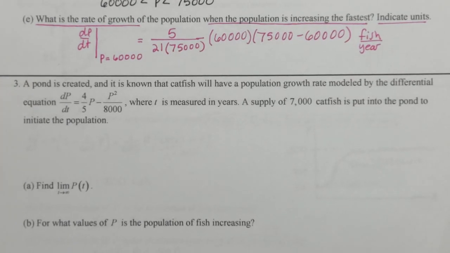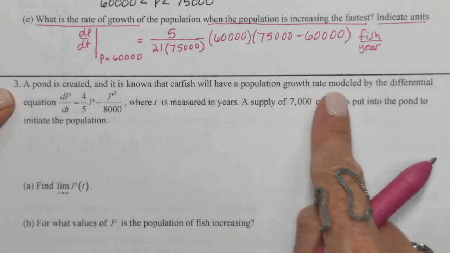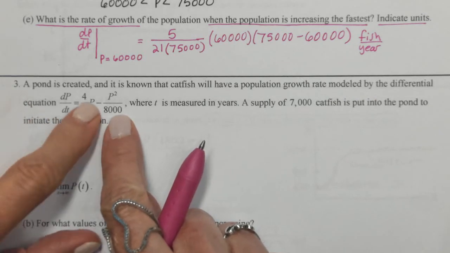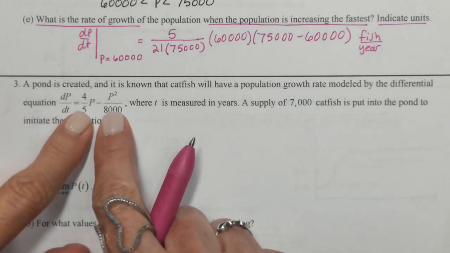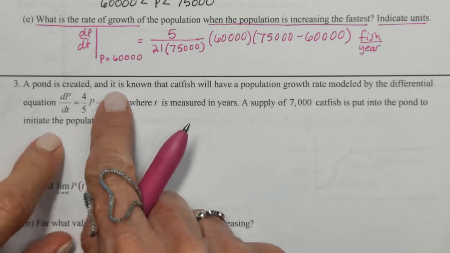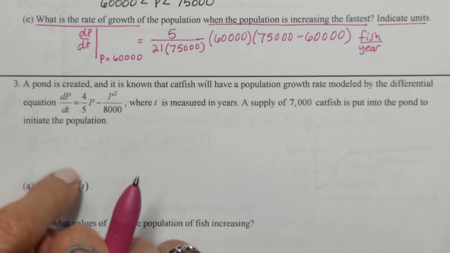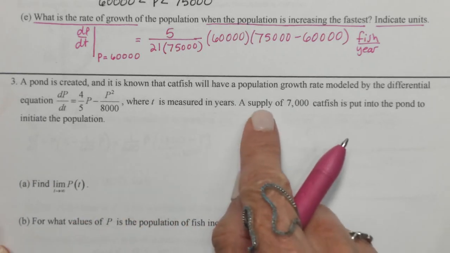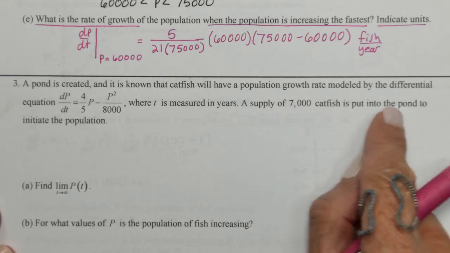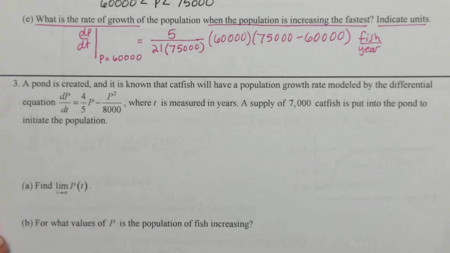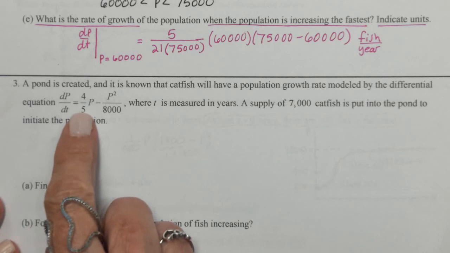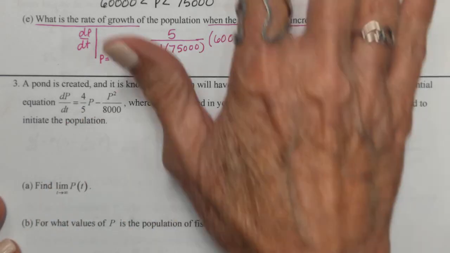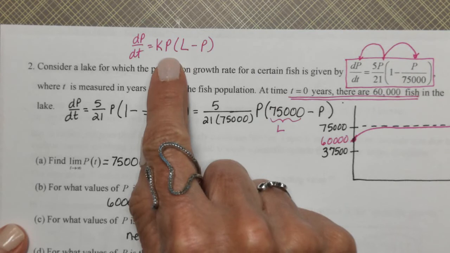One more example. A pond is created and it is known that catfish will have a population growth rate modeled by this differential equation. I can look at it and I know it's logistic. P, P, P, no T's and a minus. It is definitely logistic, where T is measured in years. A supply of 7,000 catfish is put into the pond to initiate the population. Okay, so the first thing we need to do is get it in the right form. So we need to get it in this form.